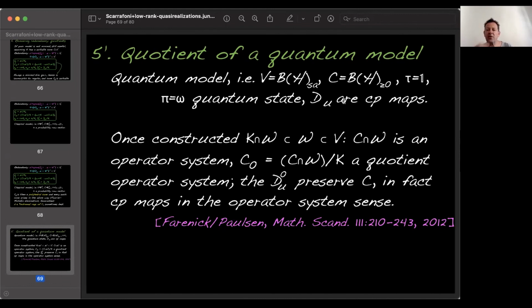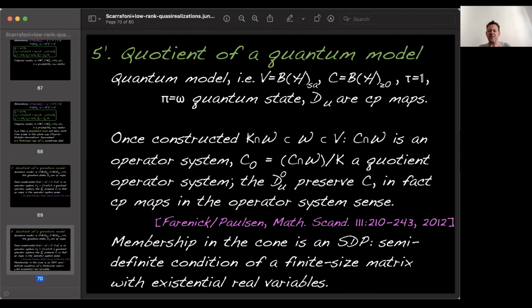But conversely, the question you had was, what kind of structure do I need to see? If you start from a quantum model and you do this quotient, what you get is, you want that your maps are CP maps and your unit is the unit matrix, and the pi is actually a quantum state, so positive semidefinite with trace one. You can run through this quotient description, and we find that the positive cone for our GPT is one of these SDR cones.